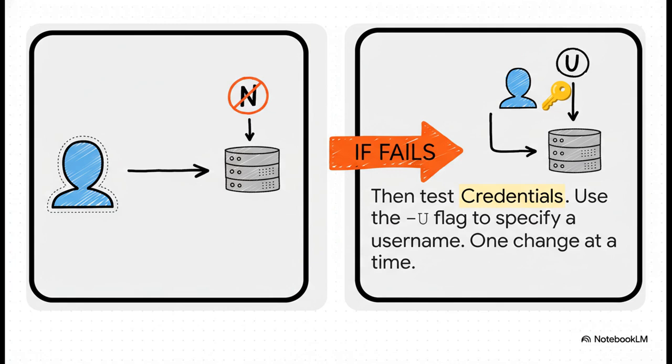So, first thing you do, try to connect with the -N flag. That's your anonymous, no password guest test. If that works, congrats, you've just proved your share name is perfect, and your problem is actually with your username or password. If it still fails, then and only then do you try providing credentials with the -U flag. This way, you're not just guessing.